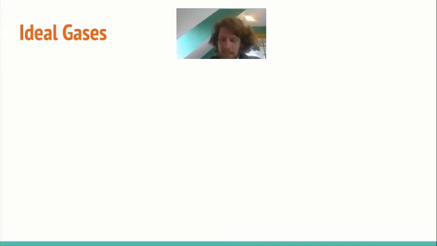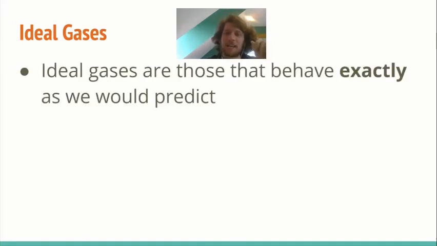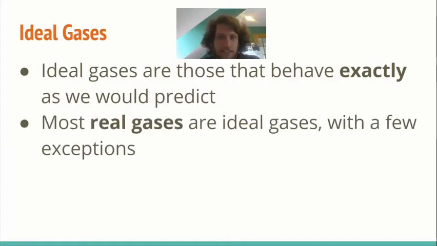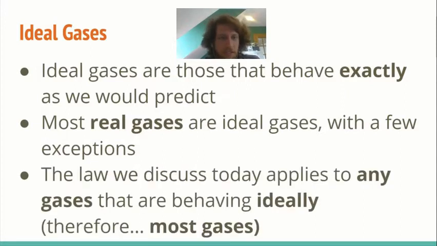First, what is an ideal gas? So glad you asked. An ideal gas is one that behaves exactly as we would predict, which is nice because then we can put it in an equation. So when we calculate the before conditions with pressure, volume, and temperature, and then change something, we want to make sure that what we get out of that is exactly like what would happen in the real world, a real gas. Most real gases are ideal gases. There are a few exceptions.